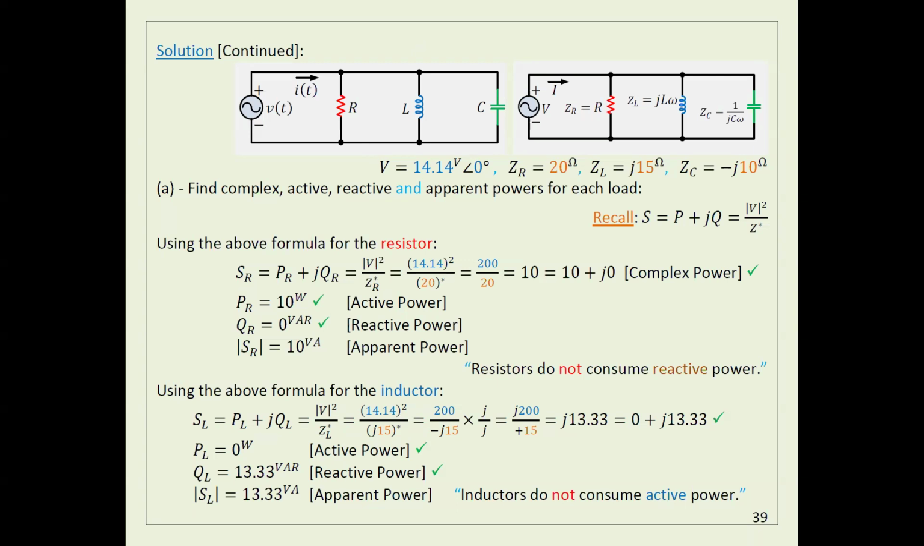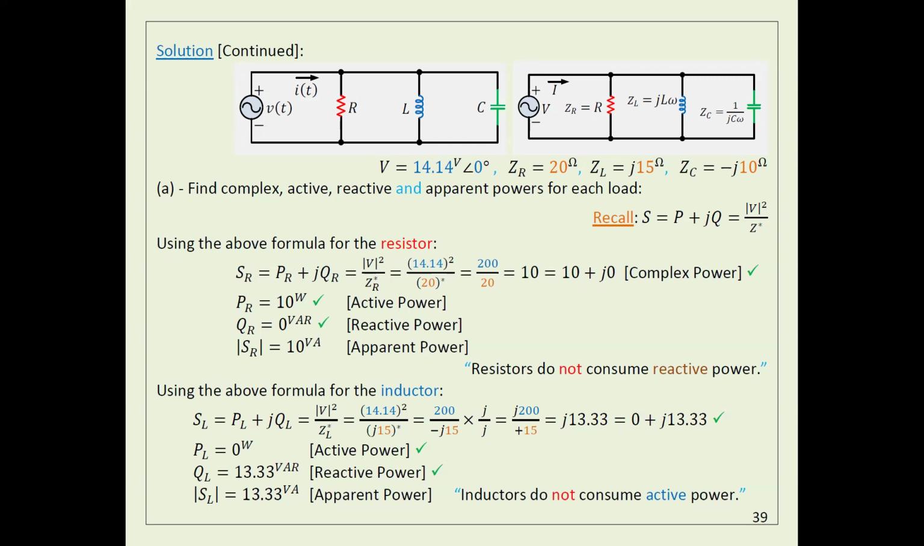ZL is G15, but because we need to calculate the conjugate, it has to be negative G15. And now, after you calculate the power, you can see here the active part is 0. It's not a surprise for an inductor and a capacitor to find the active part is 0. This is how it is.